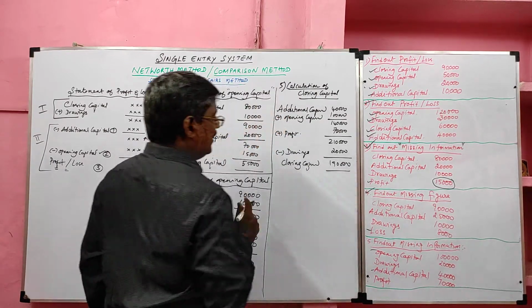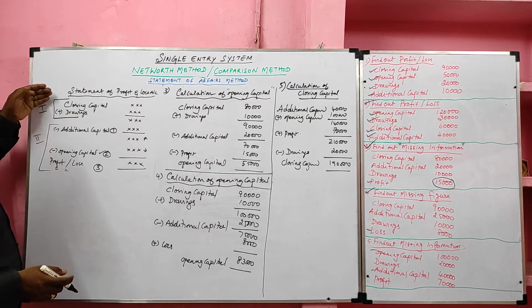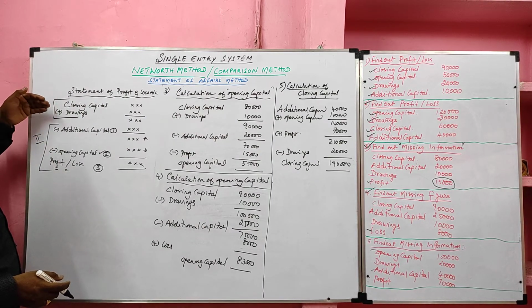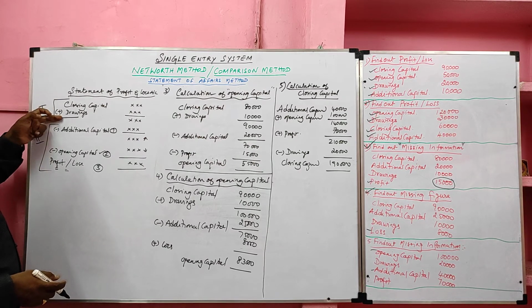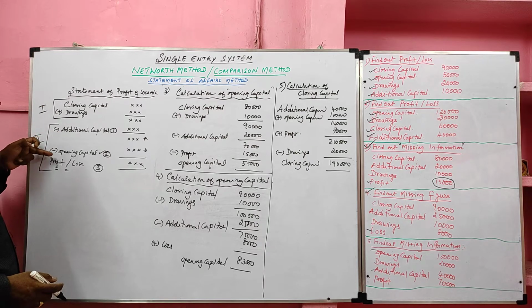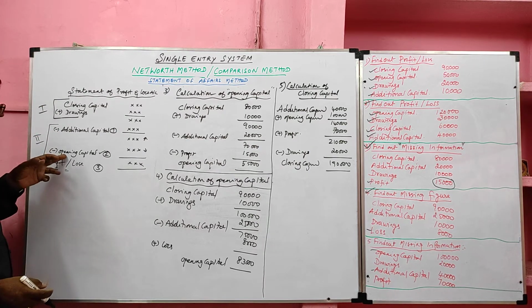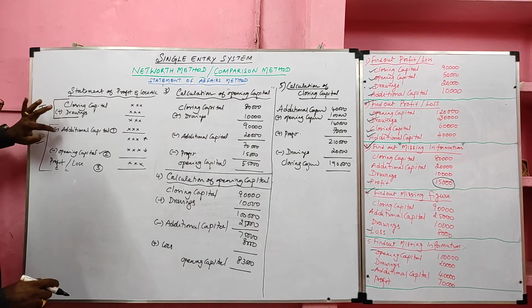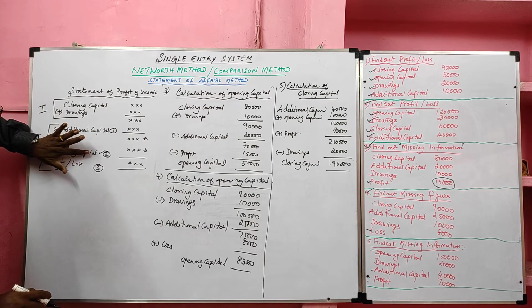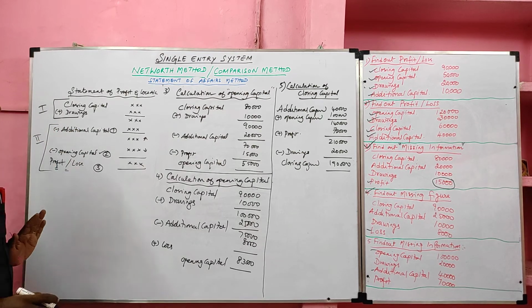Students, listen carefully. Very simple. If any item is missing in the second part, we can start from the closing capital. Closing capital plus drawing minus additional capital minus opening capital. The net value is profit. If opening capital is missing, we need not bother. What will we do? Closing capital plus drawing minus additional capital. Opening capital is not given, so you can deduct profit. If loss is given, you have to add.